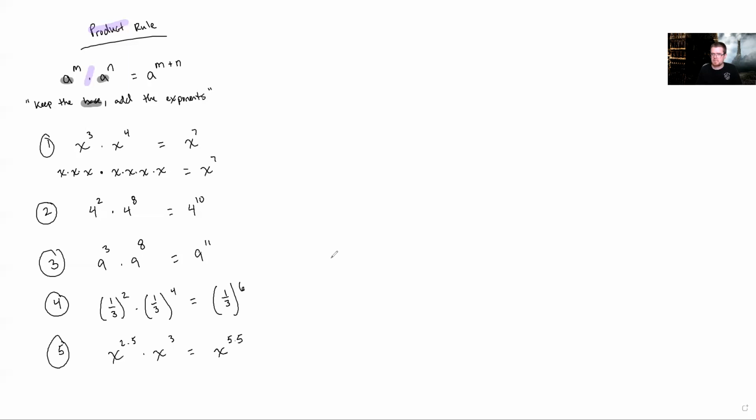So that's pretty much it for this assignment. Make sure that the bases are the same. Your rule is keep the base, add the exponents.